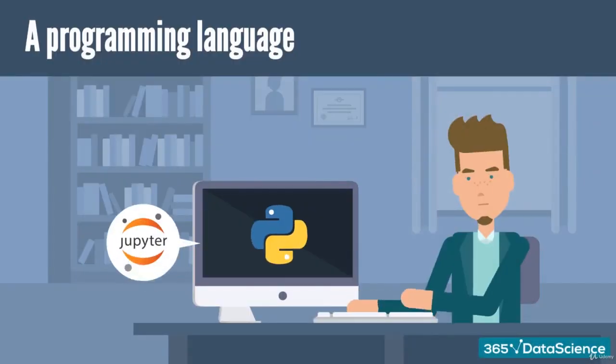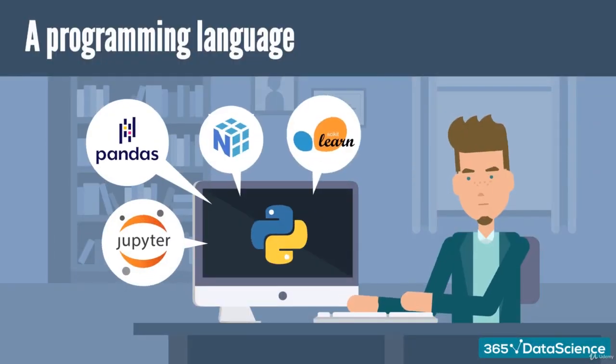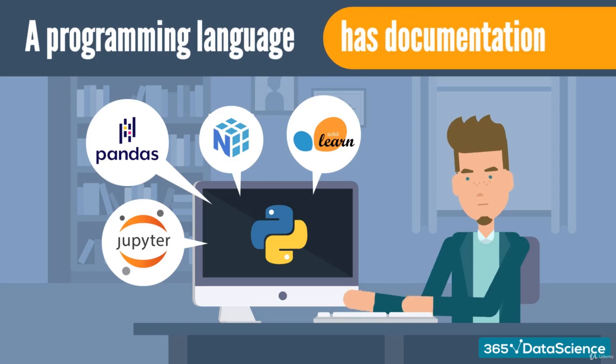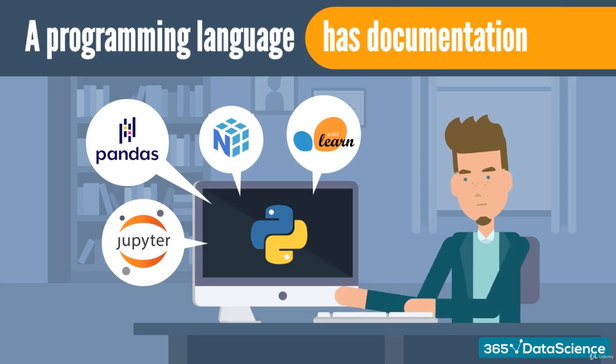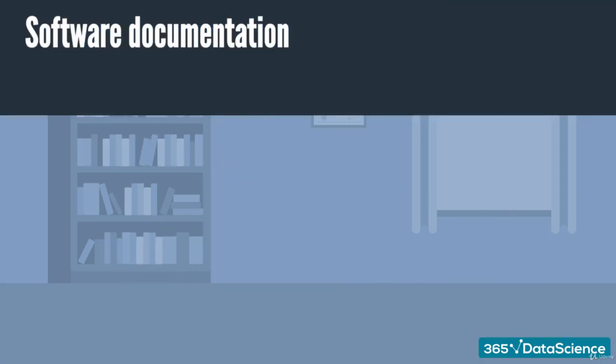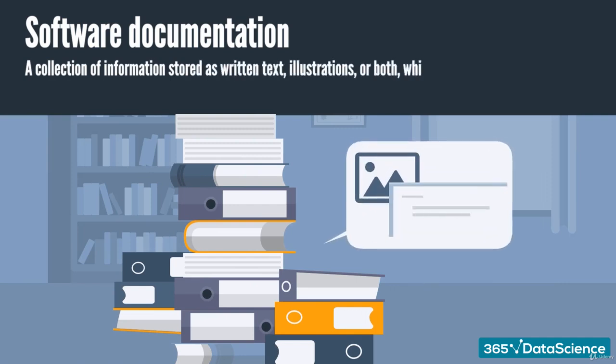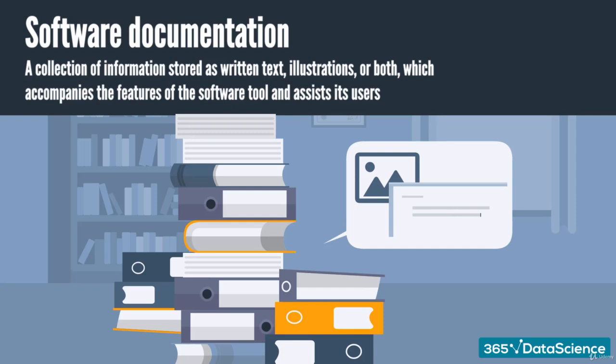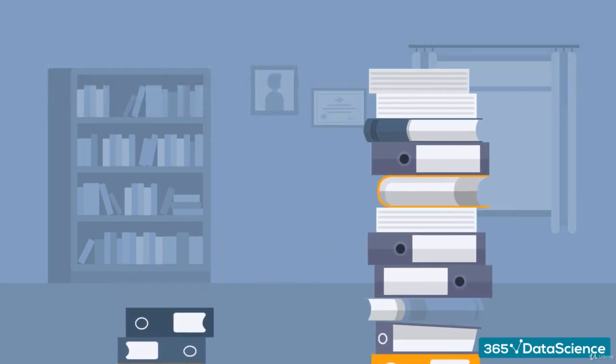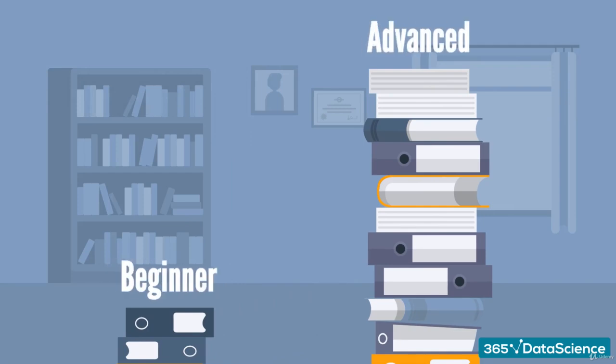A programming language, its libraries, or just any other software tool that is widely used by people, has documentation. What is that? Software documentation is a collection of information stored as written text, illustrations, or both, which accompanies the feature of the software tool and assists its users. However, this might not be as appealing as it may initially sound, because there is a significant gap between the level of a beginner and the advanced language used in the documentation.